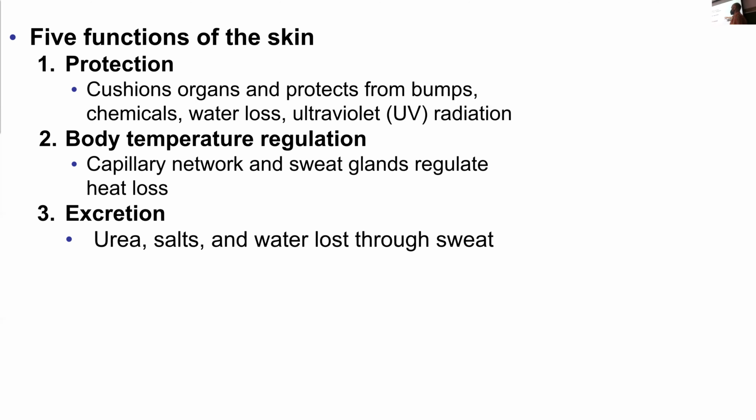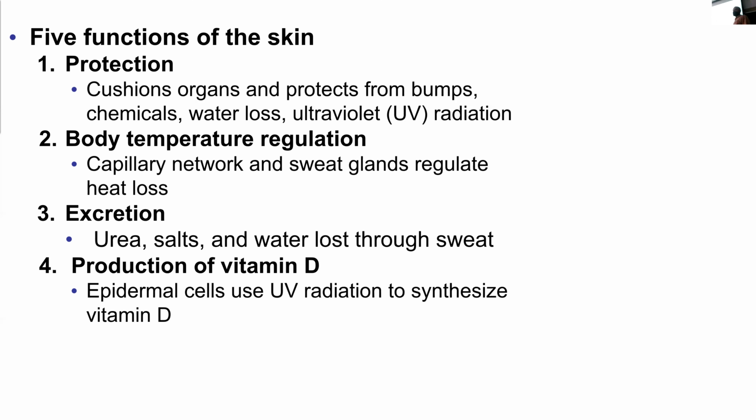All right, excretion. Part of this is actually closely tied to temperature regulation, but urea, salts, and water are all lost through sweat. And so that's a way of eliminating. It's not as important an elimination mechanism as urine, but urea and salts are important for us to get rid of to maintain internal homeostasis. So the sweating helps with that.